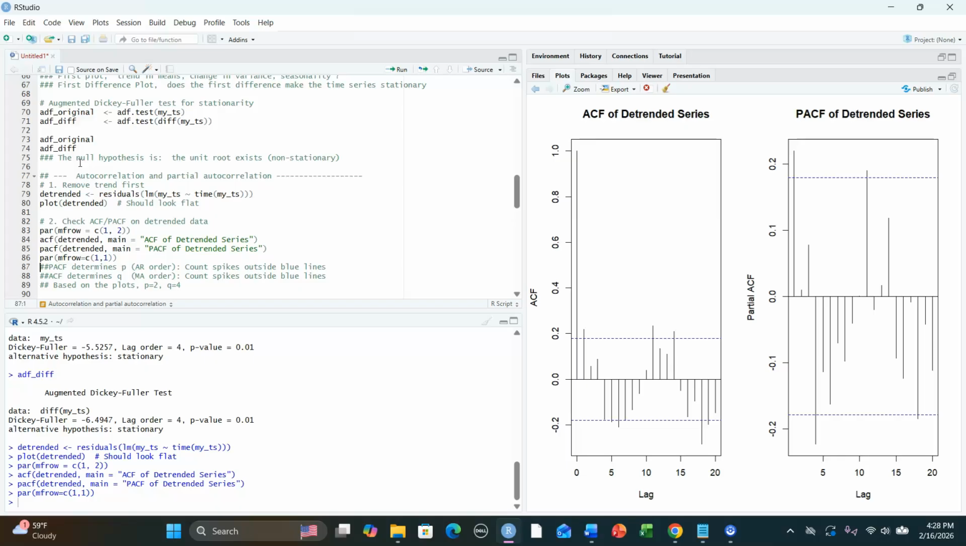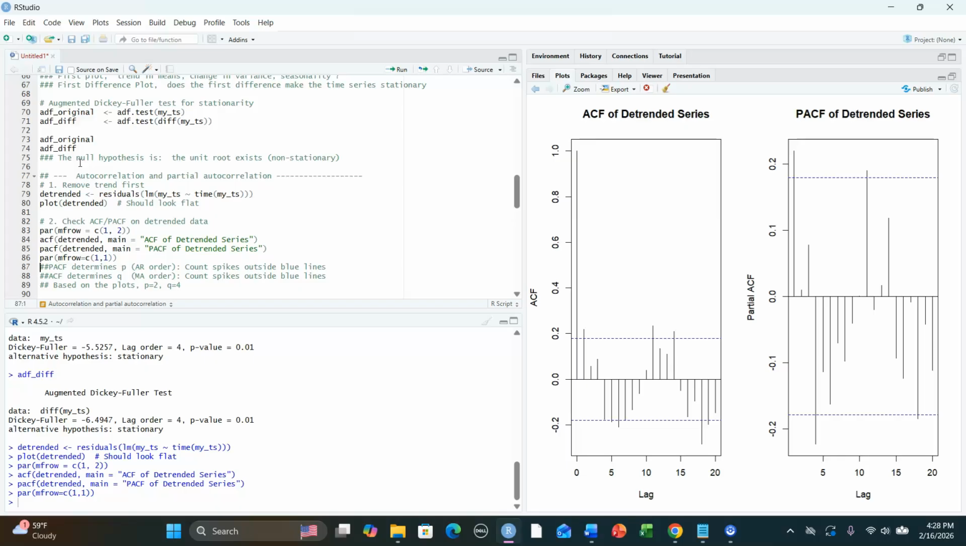Okay. So how do you look at this to determine the P and the Q in the ARIMA model? Basically, the PACF determines the P, the autoregressive order, by counting spikes outside the blue lines, and the ACF determines the Q, the moving average order.